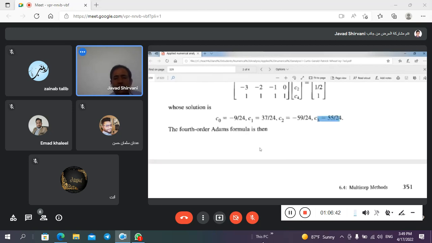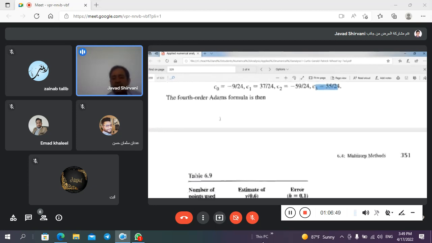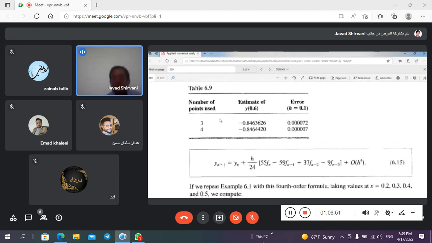And we get the Adams formula according to this solution as this formulation in this box.